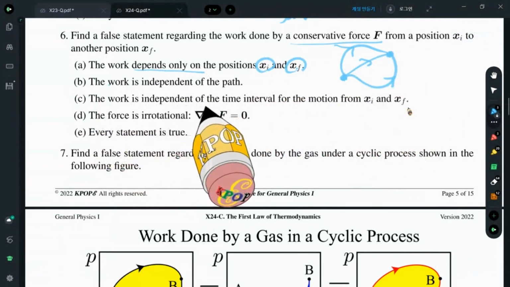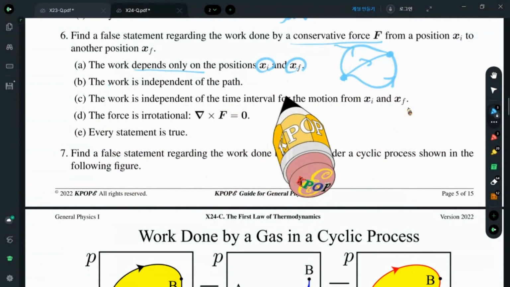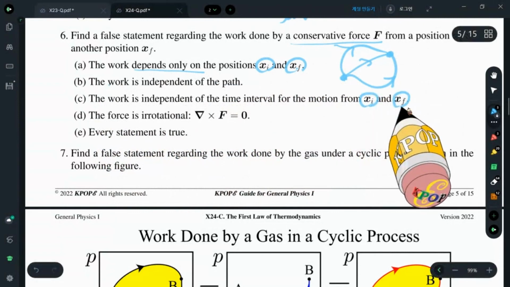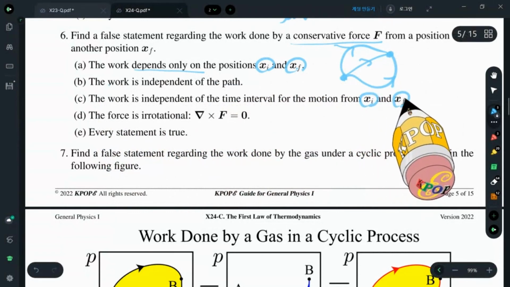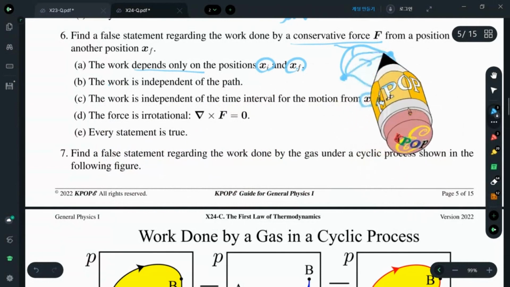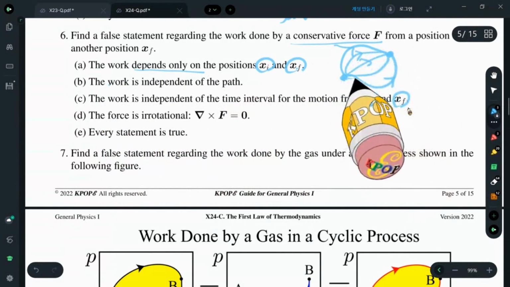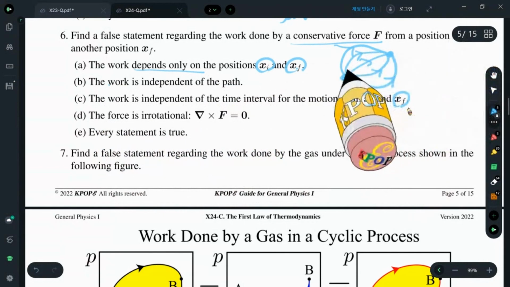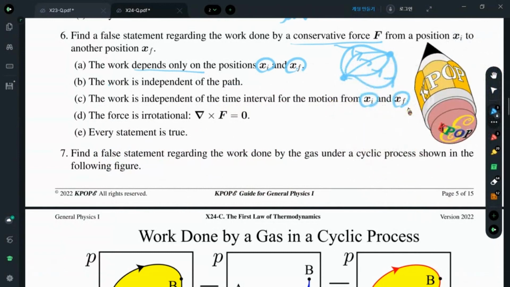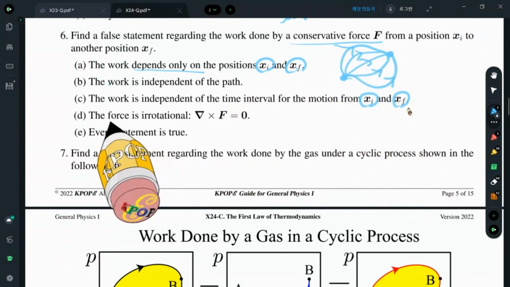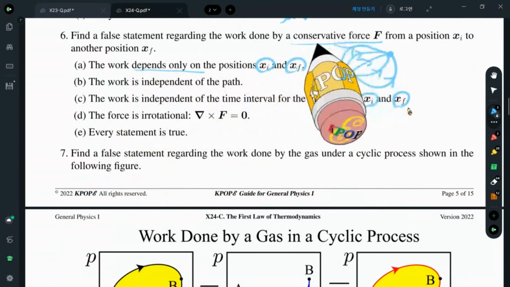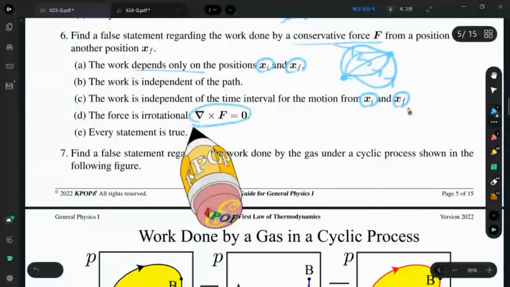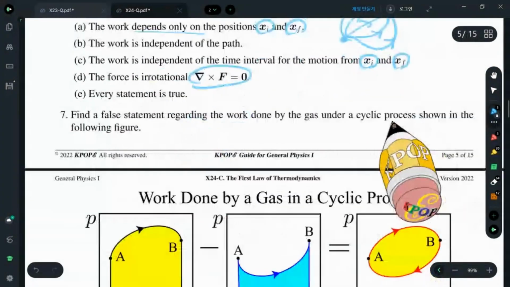Work is independent of the time interval. As long as the initial and final positions are known, it doesn't matter whether it takes a certain path or not. How long does it take? That doesn't matter at all. The first: a conservative force is irrotational, right?